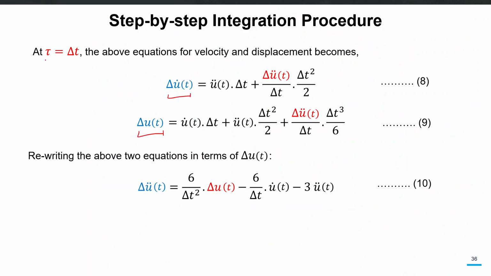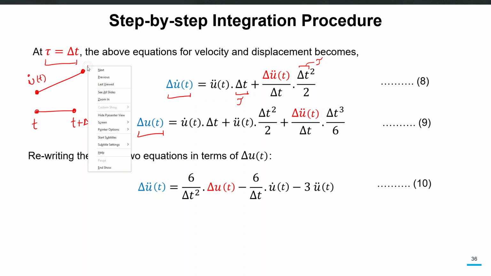But now what we have done is, at tau equal to delta t, the above equations for velocity and displacement will be these ones, in which the value of tau is replaced by delta t. So this was tau in the previous slide, this was also tau in the previous slide, and we have replaced them with delta t now. So now if we have time t here and t plus delta t here, given the velocity at this point, u dot of t, we now have the equation that we can predict the velocity at time t plus delta t.